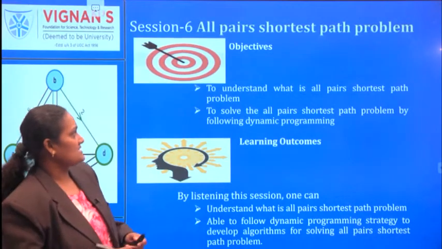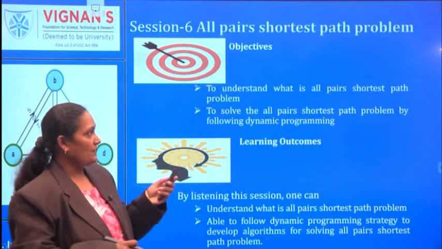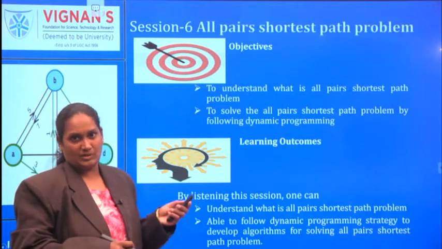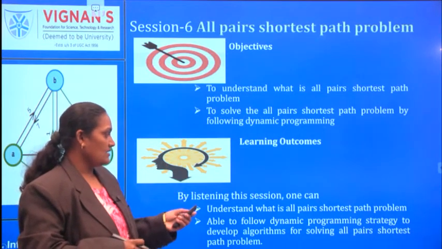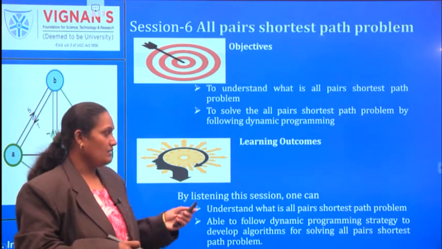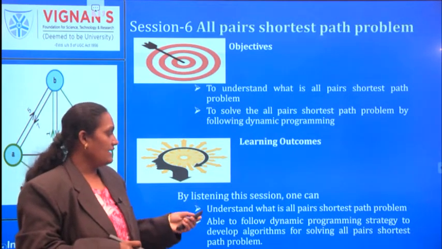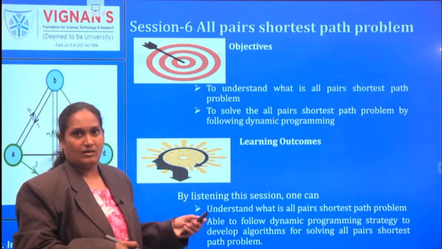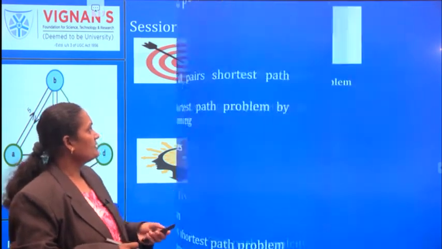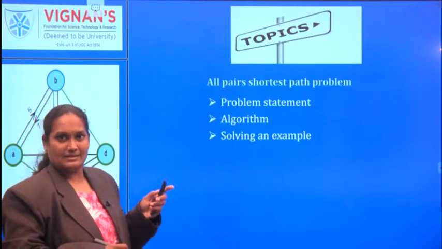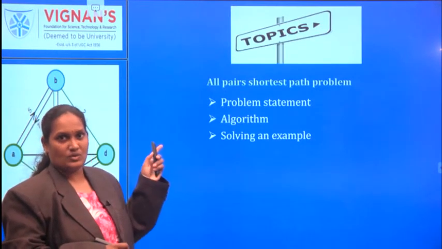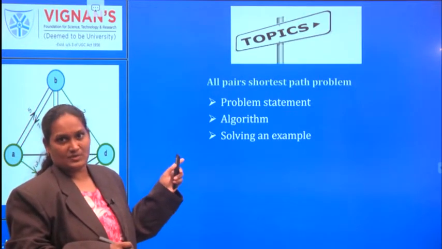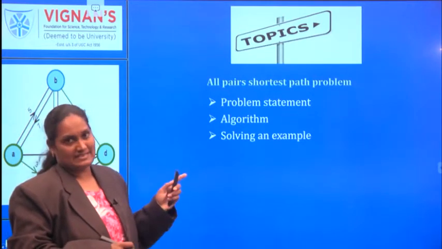The main objectives of this session are to understand what the all pairs shortest path problem is, and to solve the all pairs shortest path problem by following dynamic programming. The learning outcomes of this session are, by listening to this session, one can understand what the all pairs shortest path problem is and be able to follow the dynamic programming strategy to develop algorithms for solving it. The topics that we are going to discuss in this session are the problem statement, that is, what the all pairs shortest path problem is, the algorithm that we are going to use to solve this particular application, and solving an example problem.